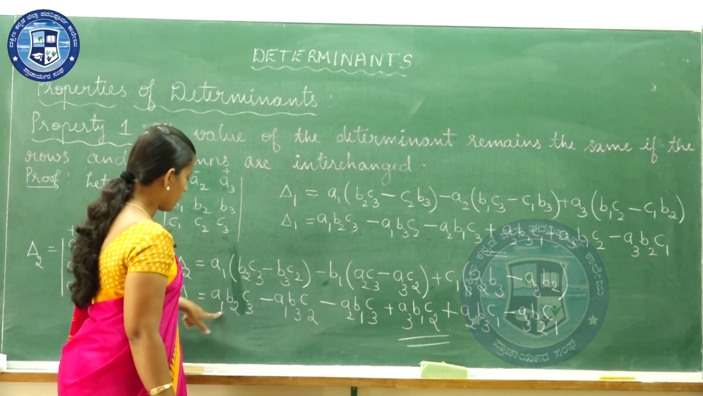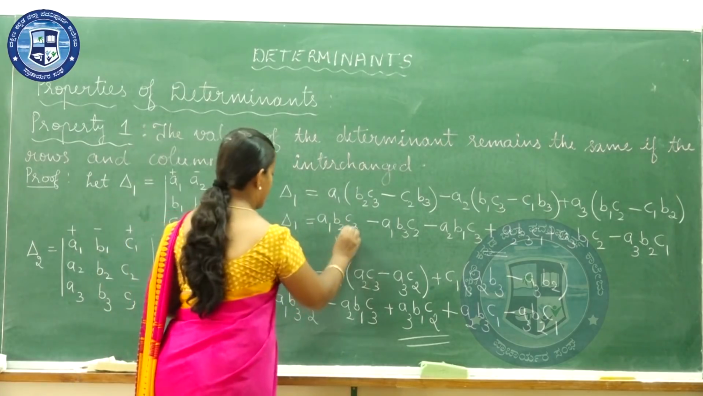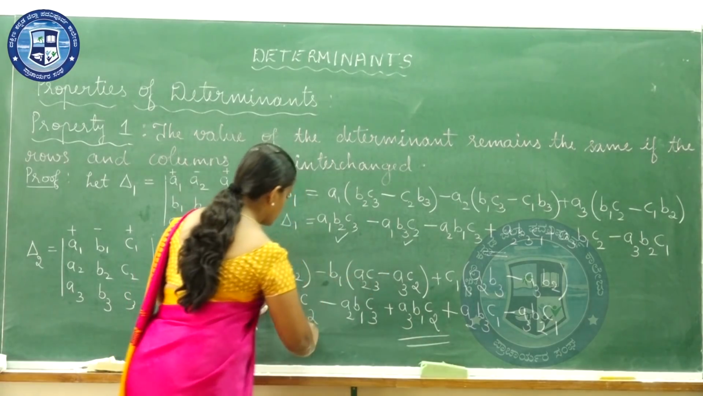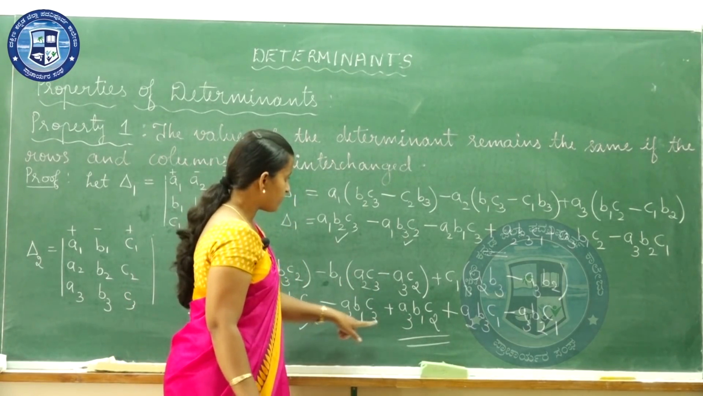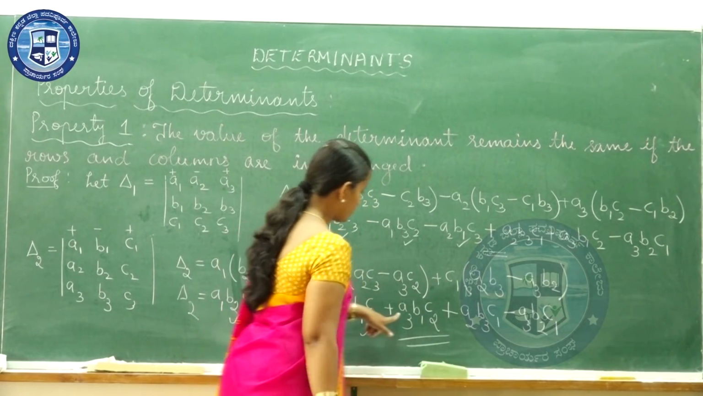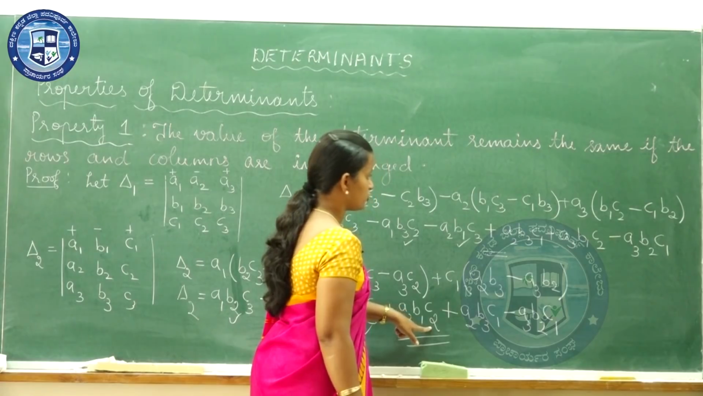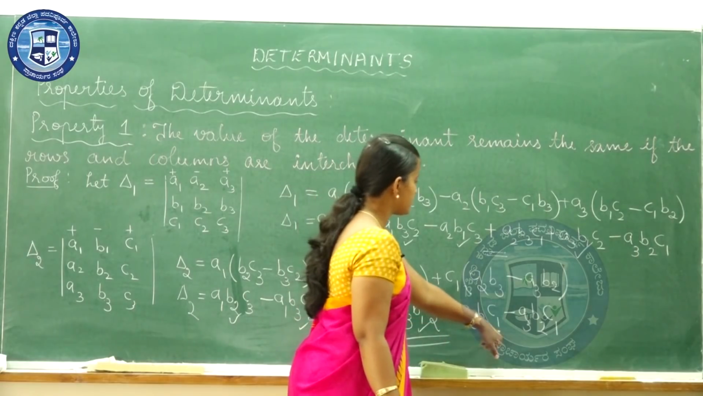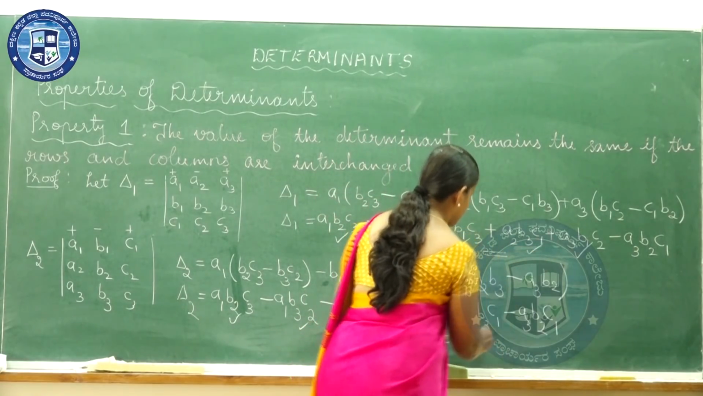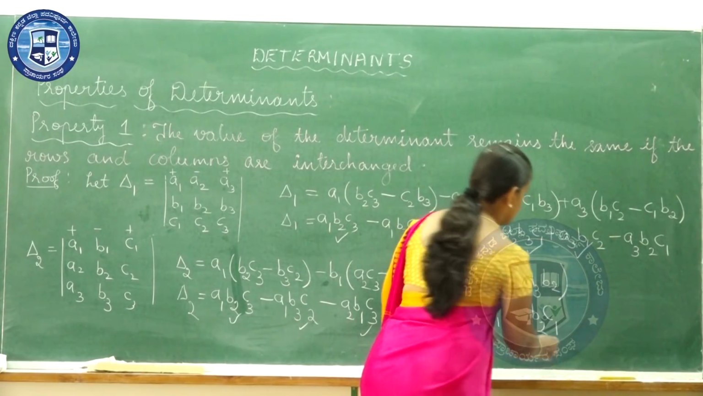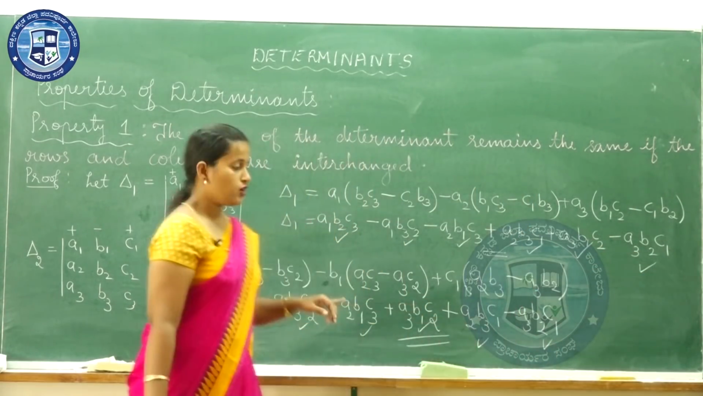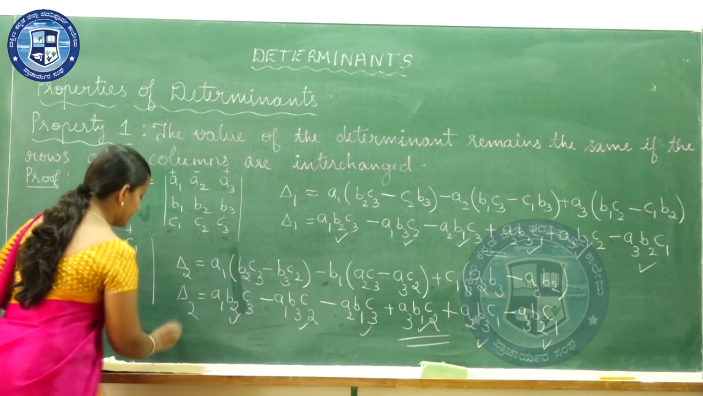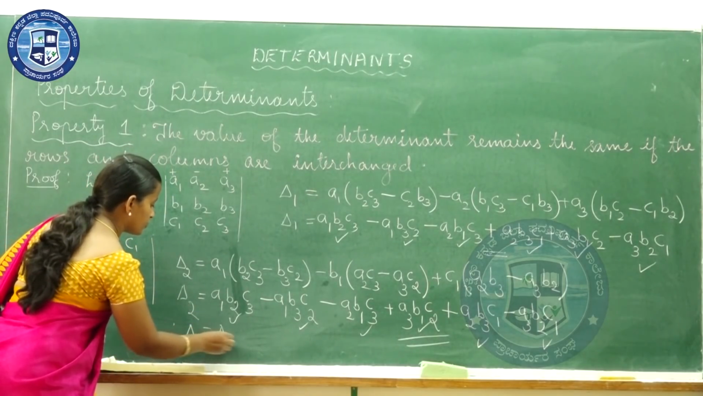See the suffixes 1, 2, 3, that is A1 B2 C3, we have it here. Next we have minus A1 B3 C2, that is also there, minus A2 B1 C3, that is there, plus A3 B1 C2, it is there, A2 B3 C1, and minus A3 B2 C1, that is also there. So all the terms we have checked, both are equal. So delta 1 is equal to delta 2.